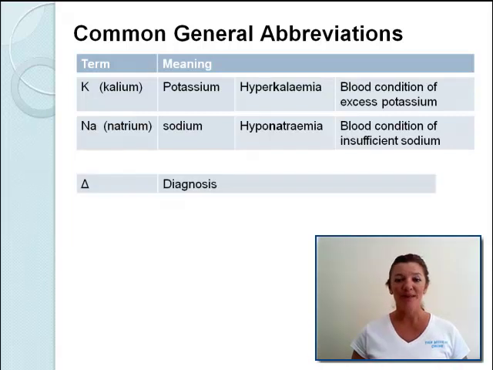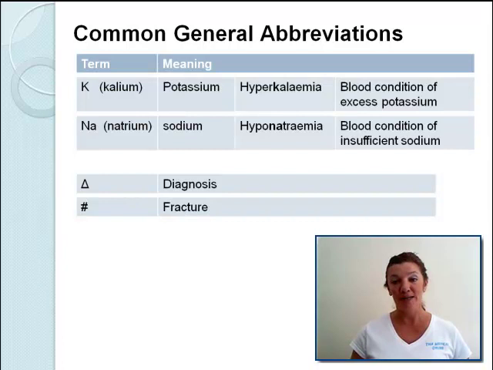The next term is diagnosis, and this is represented by a triangle. And diagnosis means the doctor or the nurse has made a diagnosis. They have decided they know what is wrong with you. The hash sign means fracture, so you may have broken your leg or your arm.